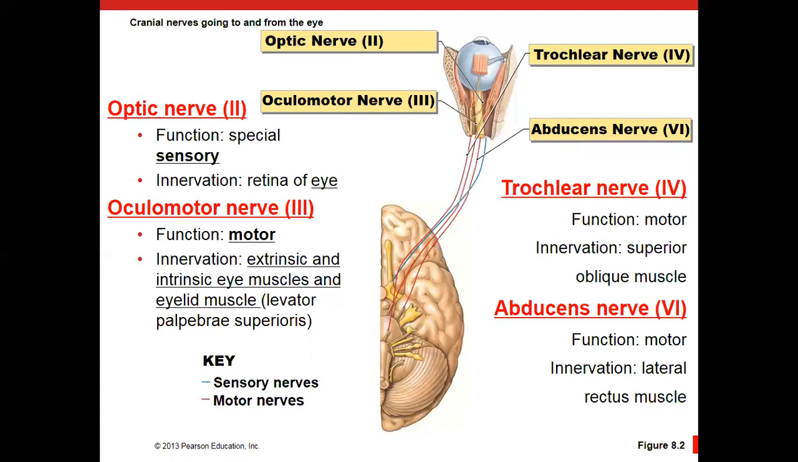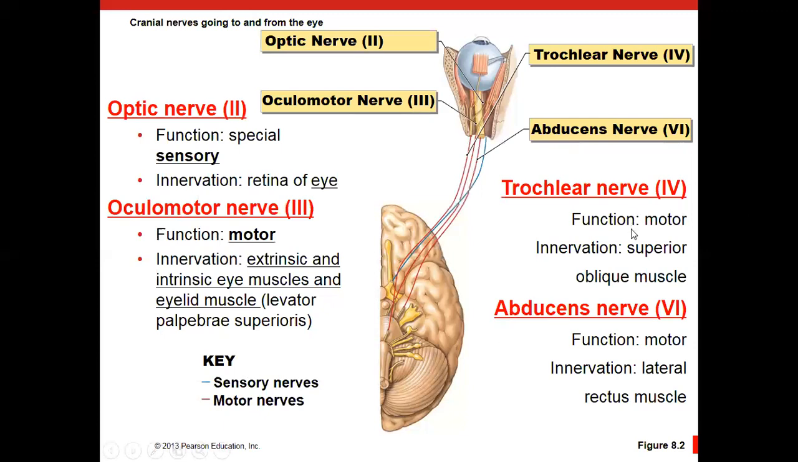So the extrinsic eye muscles are the muscles that move your eye. So if you look up or roll your eyes or look to the right or look to the left or look down, those muscles are skeletal muscles that you have control over because of the innervation from the oculomotor nerve. And that oculomotor nerve, if you follow it, is right there where my pointer is. That oculomotor nerve not only innervates the extrinsic eye muscles that physically move the eyeball, but it also innervates some intrinsic eye muscles and an eyelid muscle that helps you open your eyes.